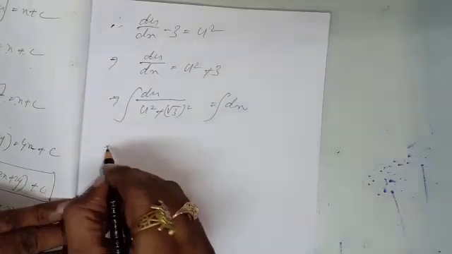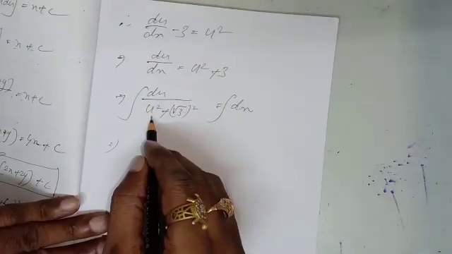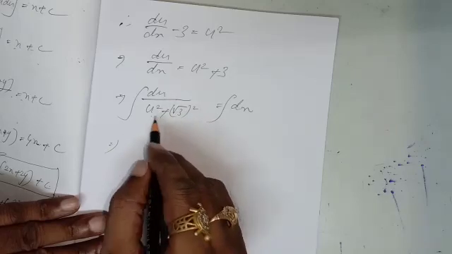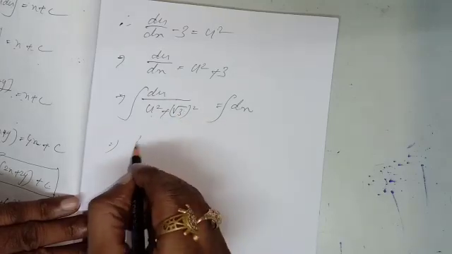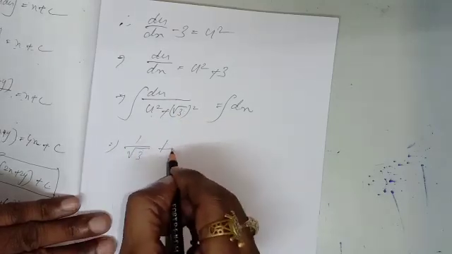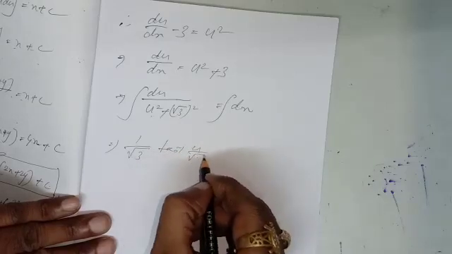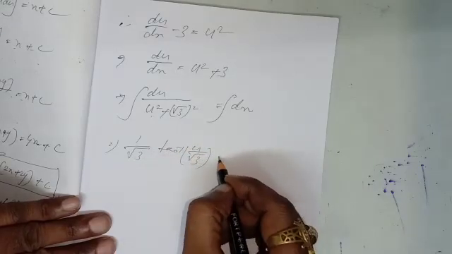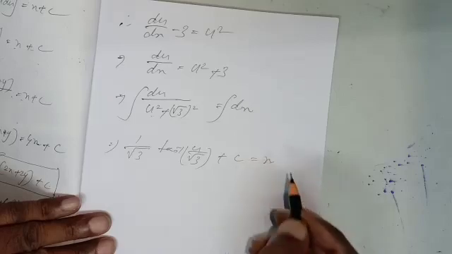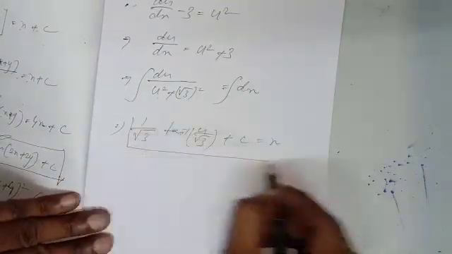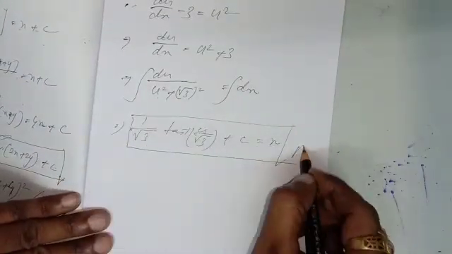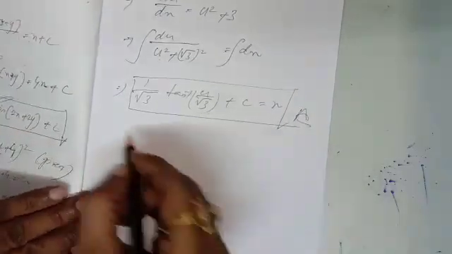Next, which formula? Du by (u square plus root 3 whole square) means 1 by root 3 tan inverse u by root 3 plus c is equal to x. And this is the solution of number 3 first part. Okay, let us go to number 3 second part.